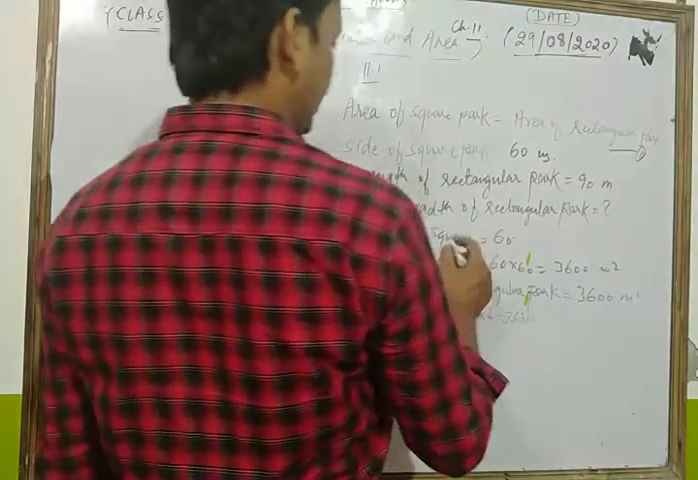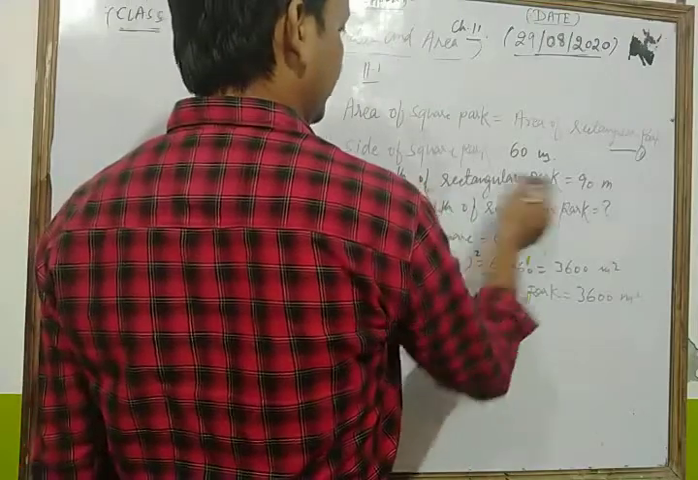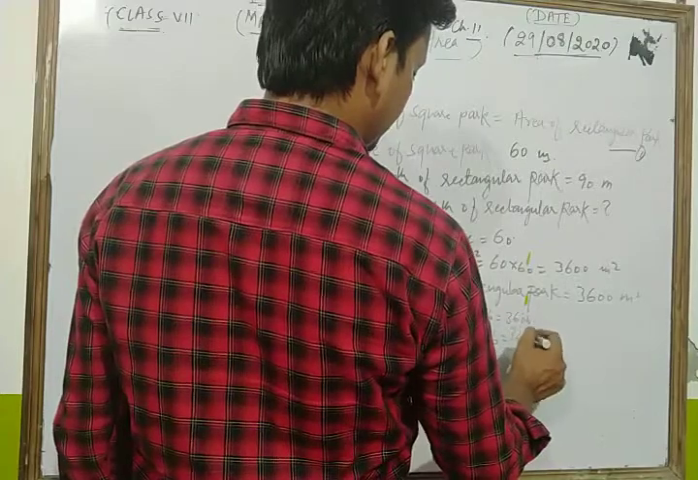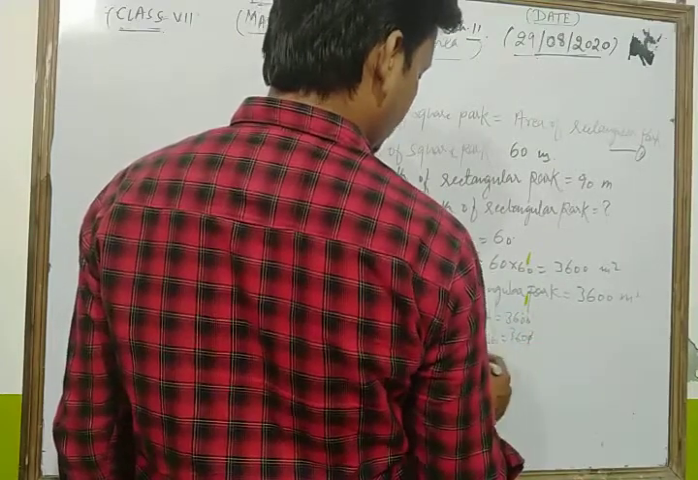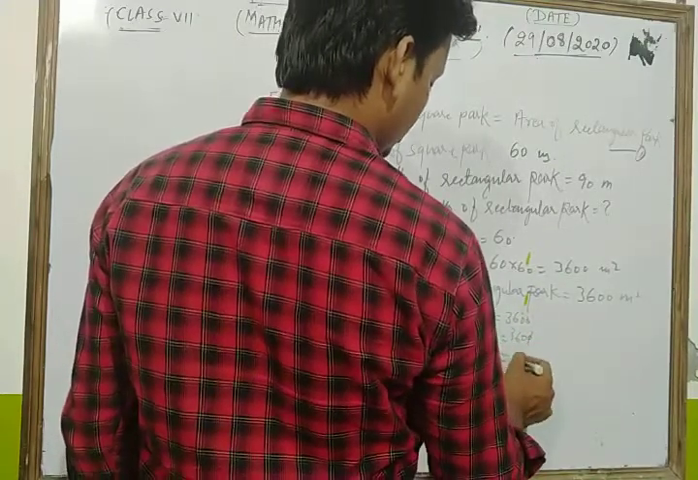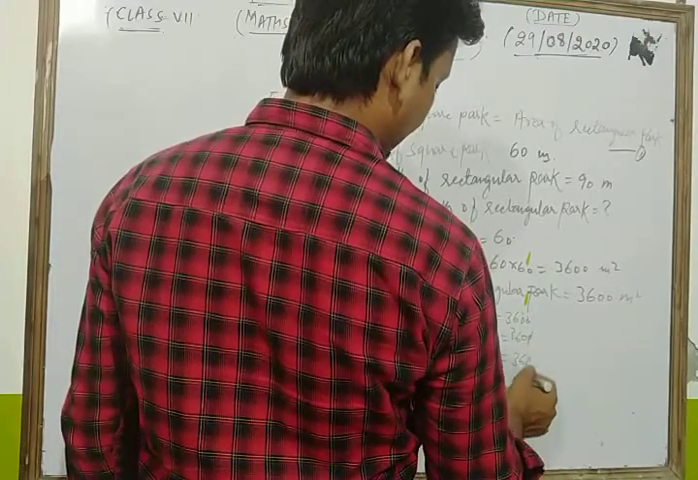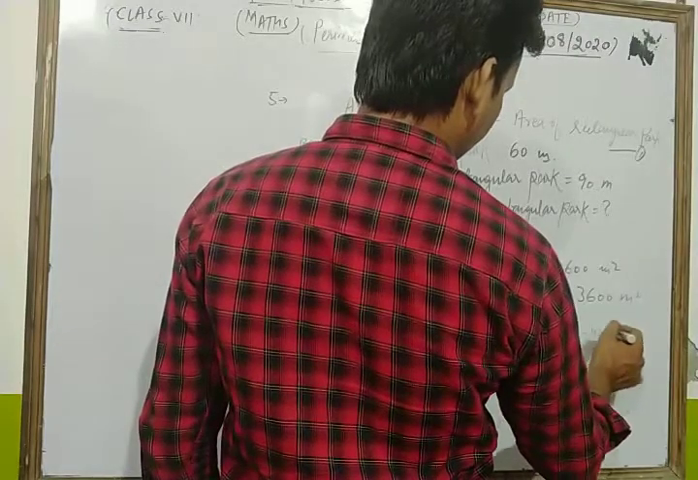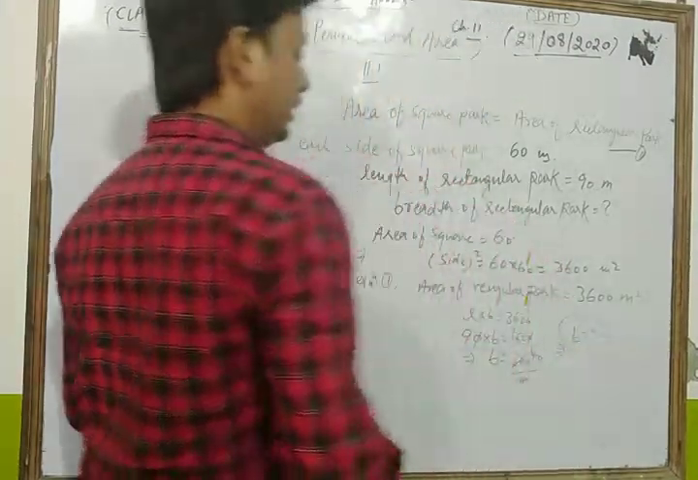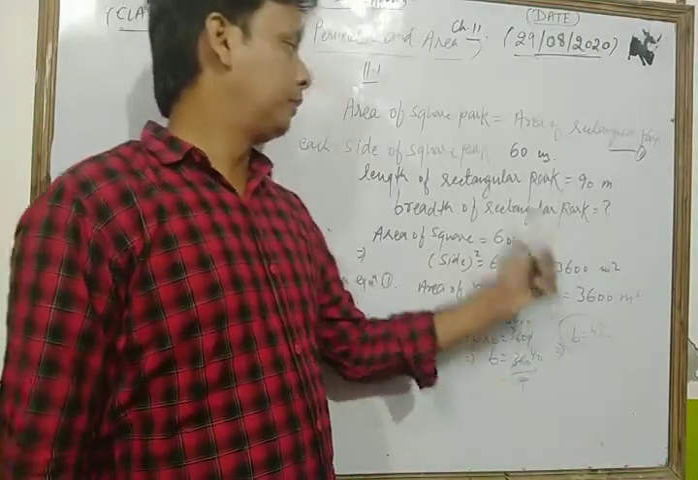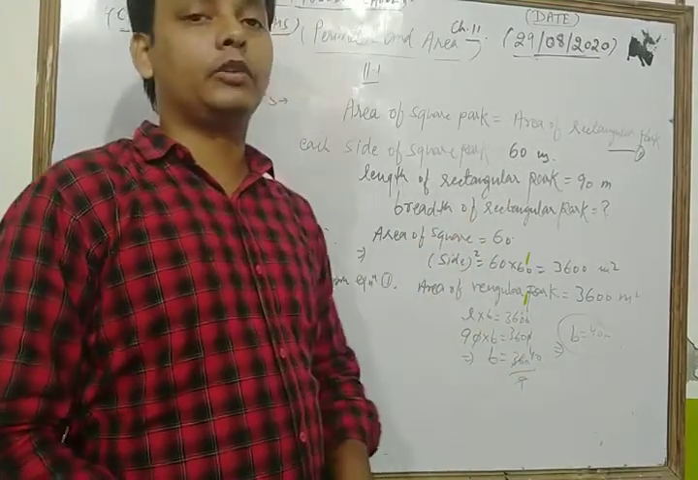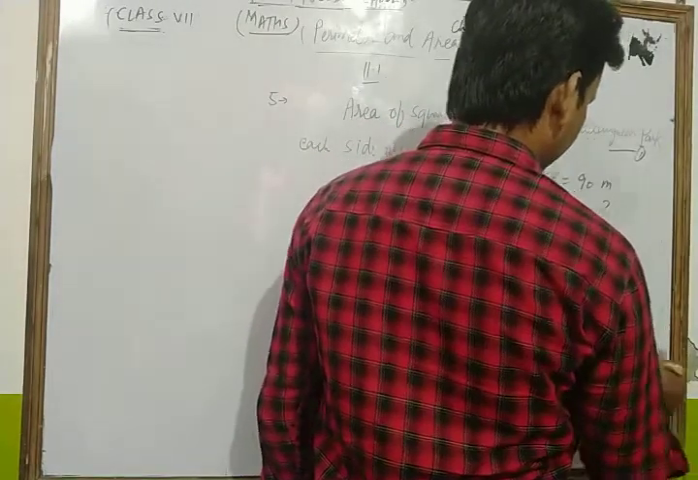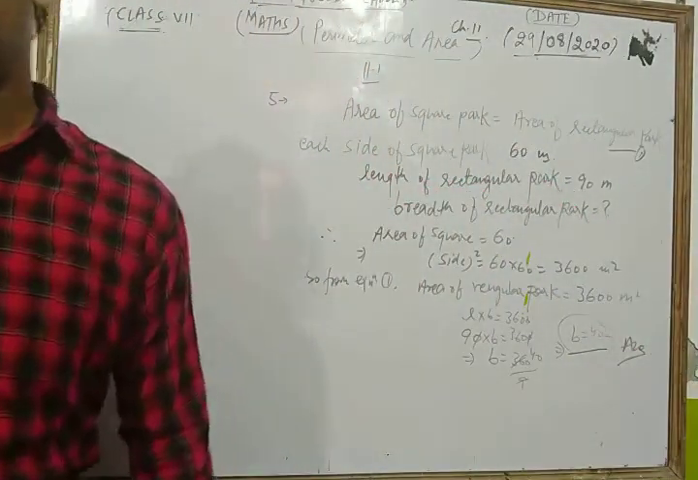Now, you know that the area of a rectangular park is length into breadth, which is equal to 3600. Here we put the length of the rectangle as 90. So 90 into B is equal to 3600. Now 0 and 0 cancel each other, so we get B is equal to 360 upon 9. 9 fours are 36 and 0 as it is. So the value of B is 40 meter. B is the breadth of the rectangular park. So in this way we can say the breadth of the rectangular park is 40 meter. This is your final answer.